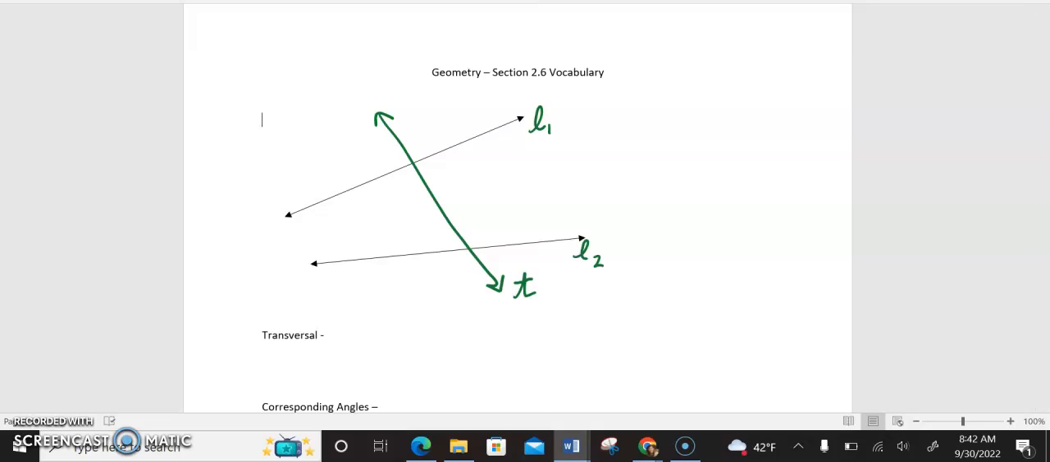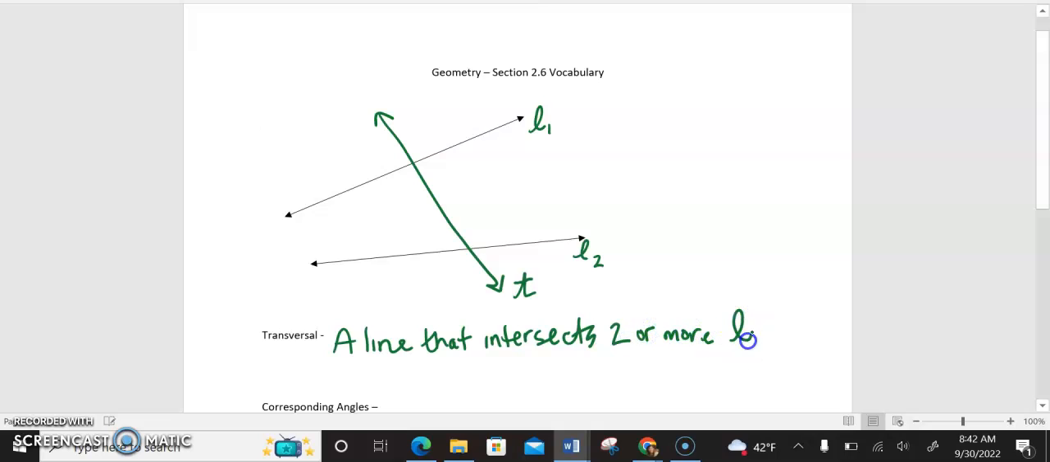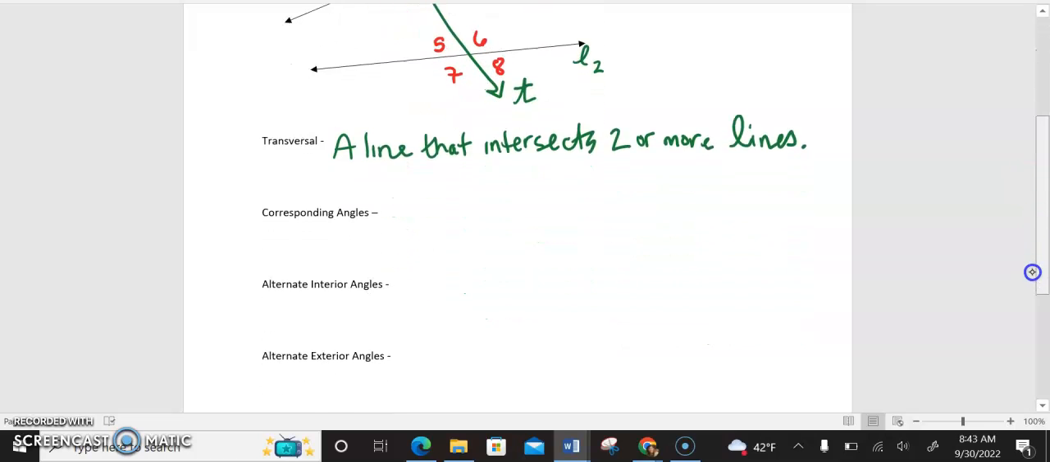Okay, so what is a transversal? It is a line that intersects two or more lines. And because I have lines intersecting lines, I have then created angles. I'm going to label these angle 1, 2, 3, 4, and then 5, 6, 7, and 8. Now, when we look at this, we have three different types of angles created, and we're going to go through that.